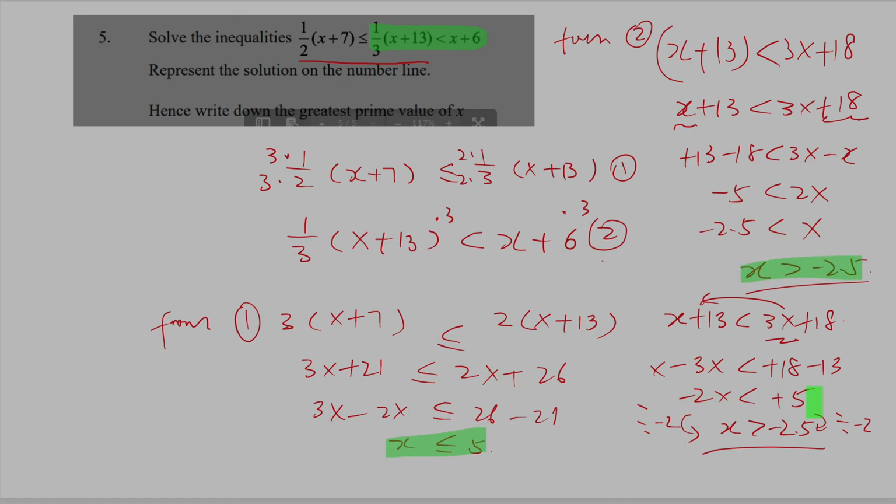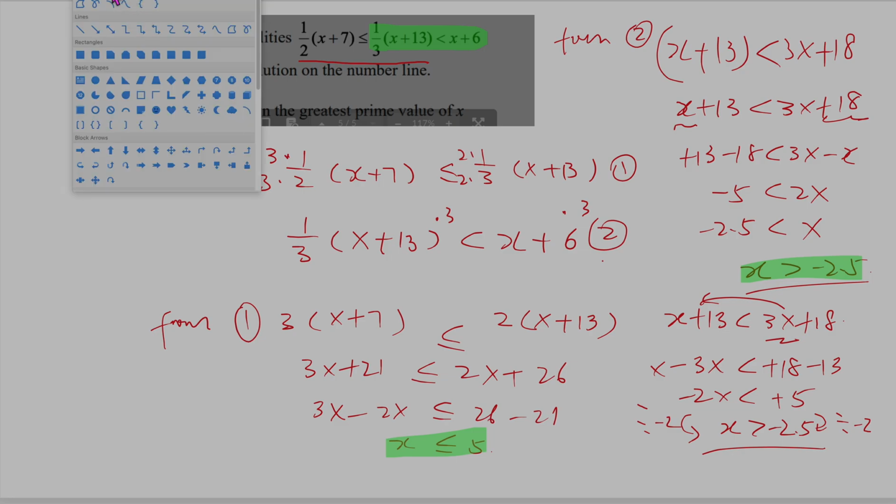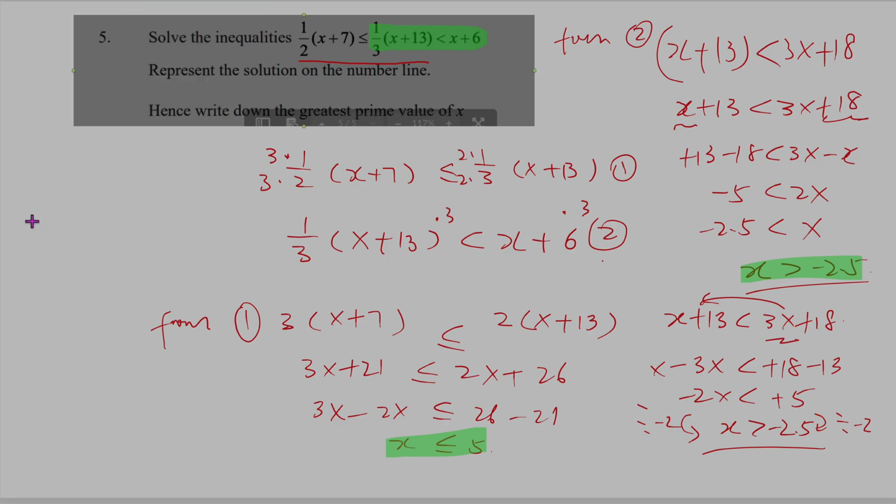So now the question is, you need to represent these two answers on the same number line. But I have a question. Where did the 1/3 go for 1/3 times x plus 13 on the second equation? I times the 3 on both sides, so I get rid of the 1/3 here. Oh, okay.